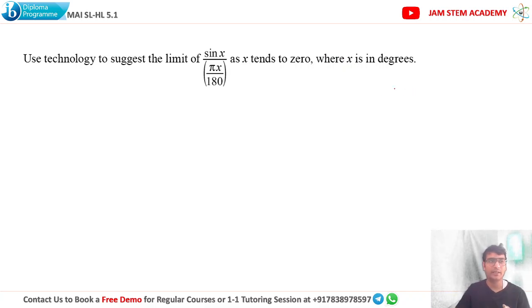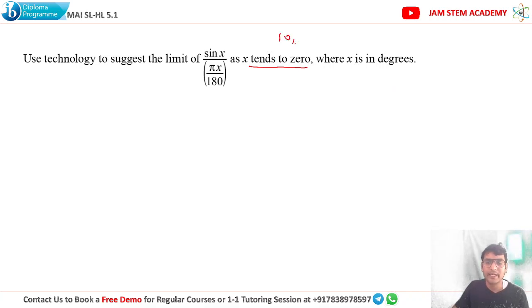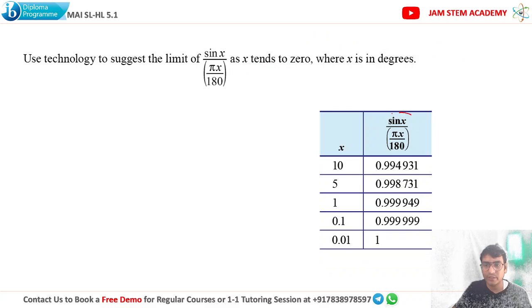So construct a table and choose different values of x. If I take different values of x and reduce it so that it approaches what number? 0. So let's start from 10. Take x as 10, 5, 1, 0.1, 0.01 and so on, meaning I'm trying to approach 0. And let's calculate the value of the function. Sin x over sin pi x over 180 for these values of x comes out as this, as you can see in the table, and as you can observe the value of the function is approaching 1.